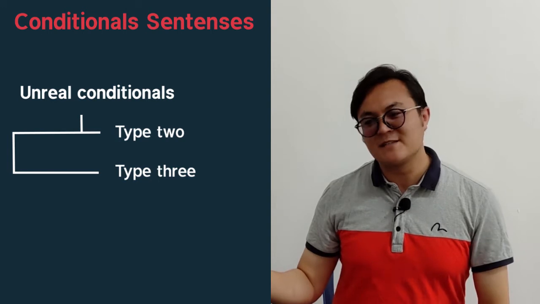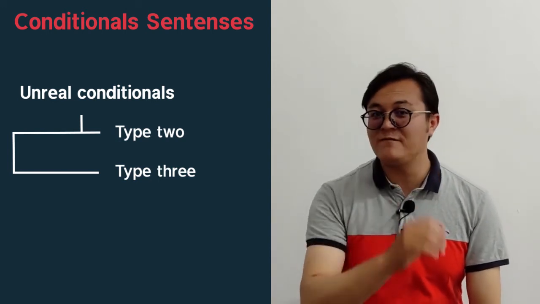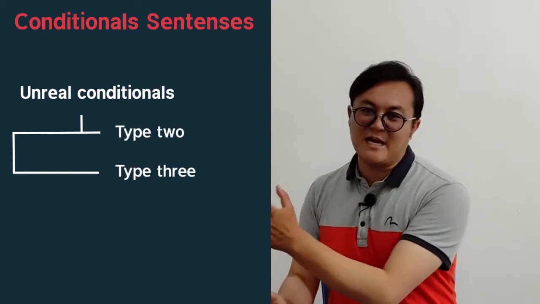Unreal conditional sentences can be classified into two other classifications. You better understand and you shouldn't forget it. How? They're going to be type 2 and type 3.